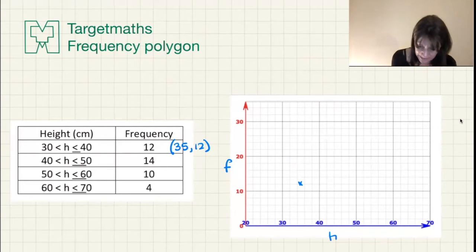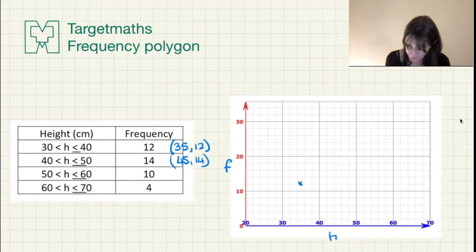So the next one is going to be 45 with 14. So 45 and 14 is there. I've then got 55 and 10. So 55 and 10 is there. And then 65 and 4.